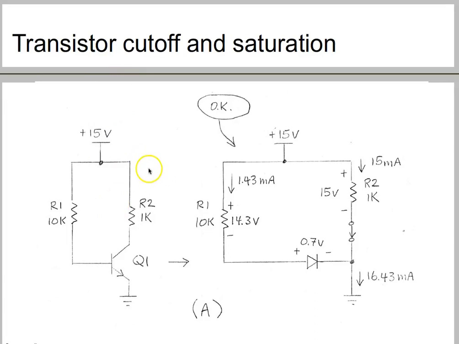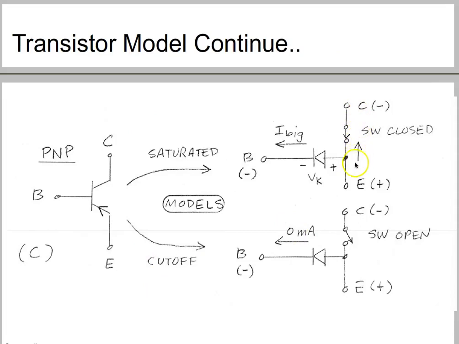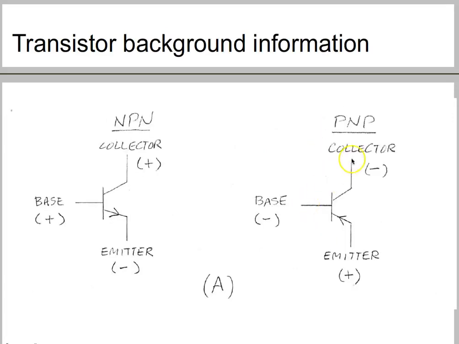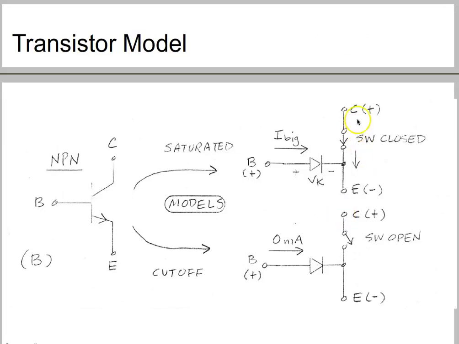In case of a saturated mode, what happens is the collector to emitter switch is closed, as you saw here, and this happens when the transistor base current is large. You can look again at these two real models and notice that the voltage from the collector to emitter must be 0 volts when the switch is closed.